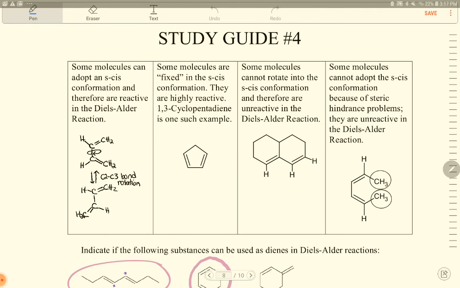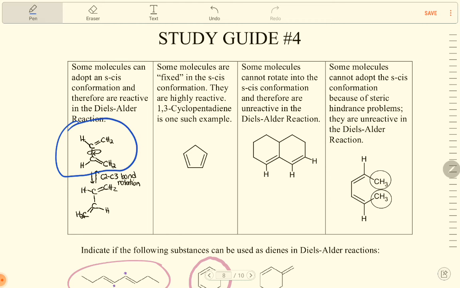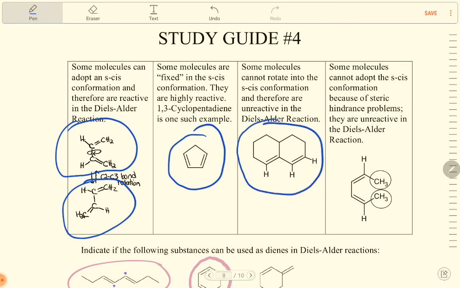Now, some molecules can adopt an s-cis conformation. They are more reactive in Diels-Alder reactions. So, s-cis conformation, and you can convert s-trans to s-cis. Some molecules are fixed in s-cis conformation and they are highly reactive. 1,3-cyclopentadiene is one of the examples. Some molecules cannot rotate to s-cis conformation, therefore they are unreactive in Diels-Alder reactions.